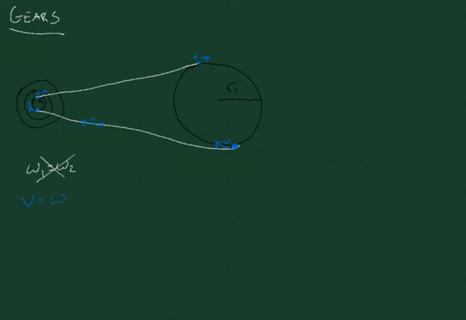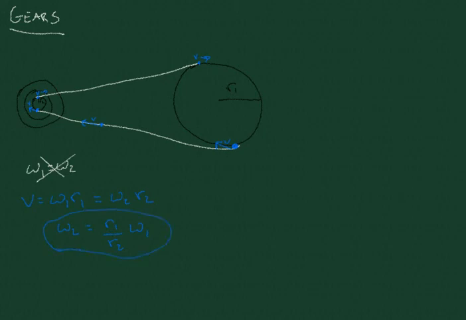So omega 1 R1 is equal to omega 2 R2, right? So this tells us that the angular velocity of the back gear is going to be the ratio of the radius of the front gear over the radius of the second times omega 1. Okay?